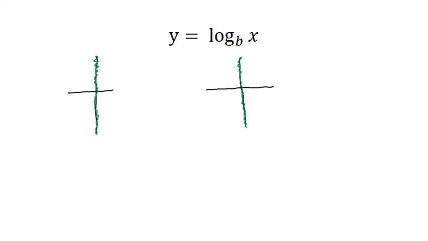So when b is greater than 1, then our graph will look something like this. When b is between 0 and 1, our graph is going to look the other direction, something like that.